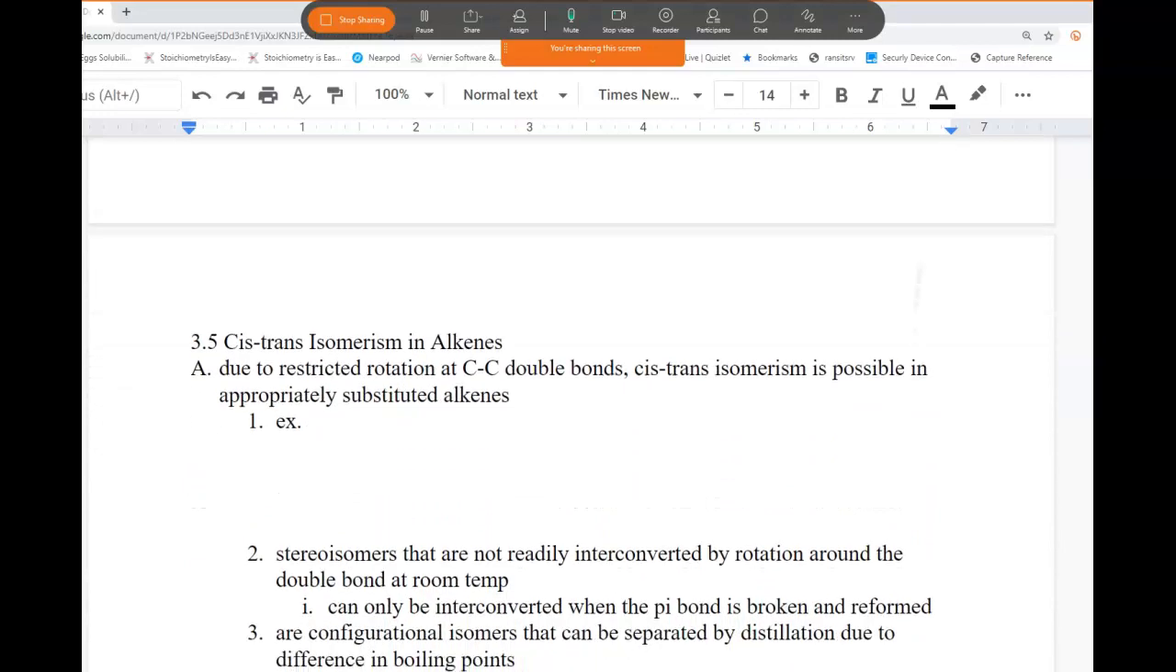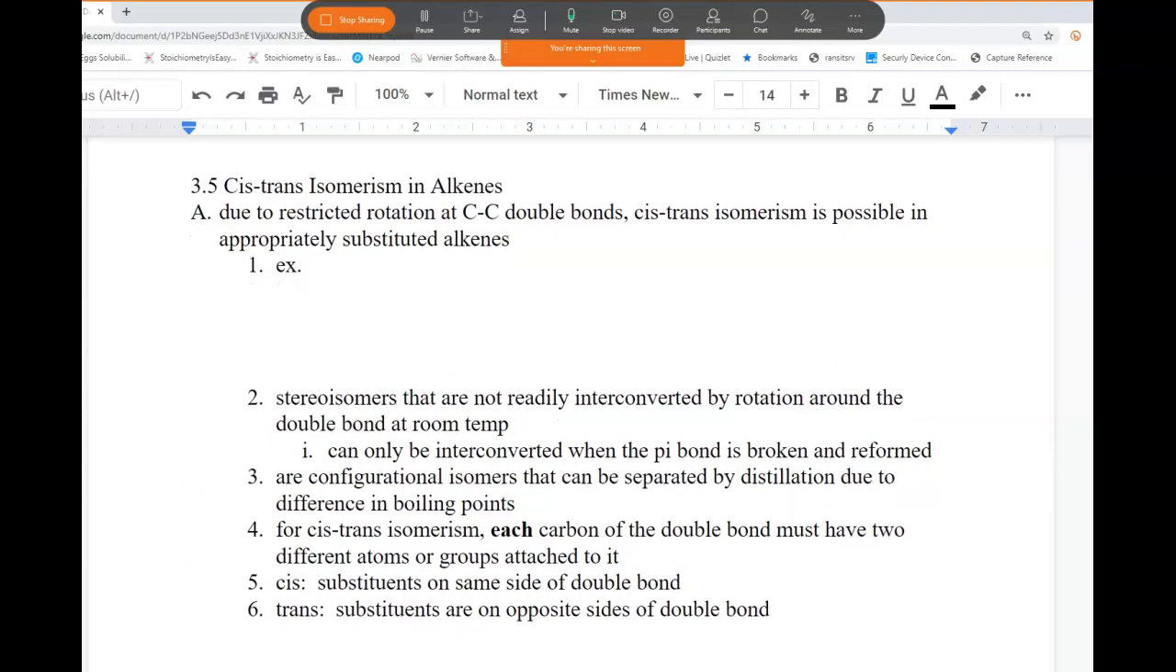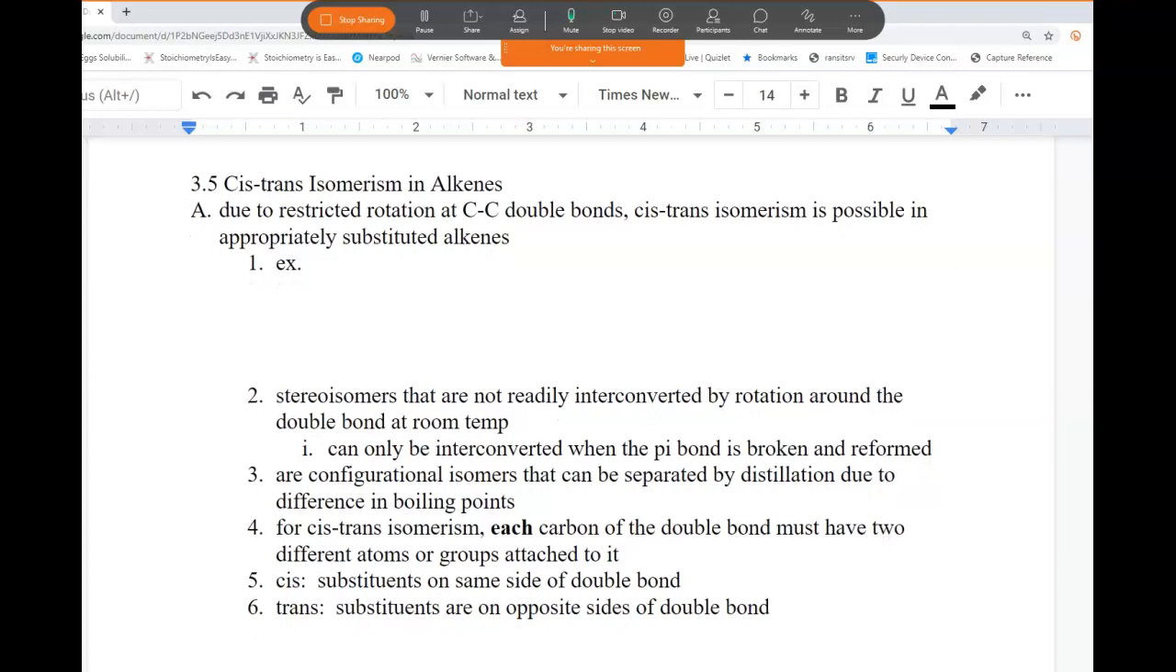Okay, so now we need to talk about this idea of what is cis-trans isomerism in alkenes. Many times we are having the isomers of alkenes, simply based on the position of the groups that are attached across the double bond. Due to the restricted rotation at the C to C double bond, since we've already established this restricted rotation, we will definitely have two different formats that we are likely to see in an alkene.